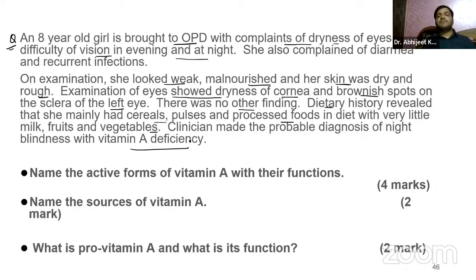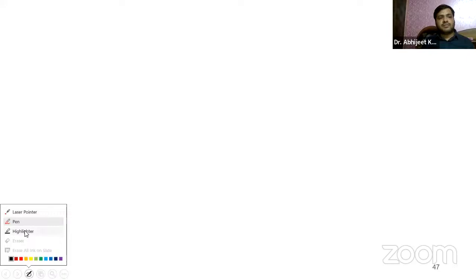Now, again, they have already given you the diagnosis, you don't have to clinch the diagnosis in this question. They have already given you the diagnosis, that is vitamin A deficiency or the night blindness. Now, name the active forms of vitamin A with their function. They're asking name the active forms of vitamin A, and their functions.